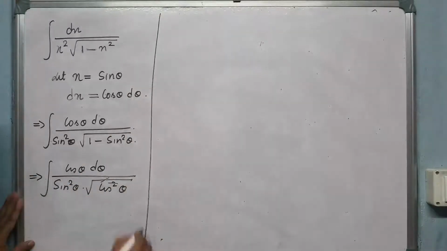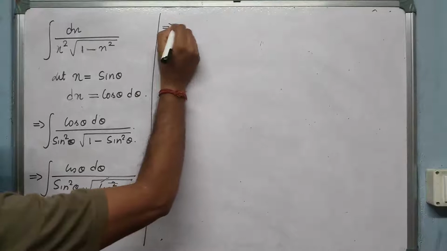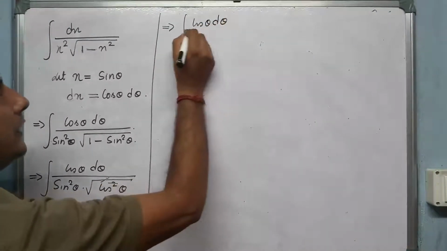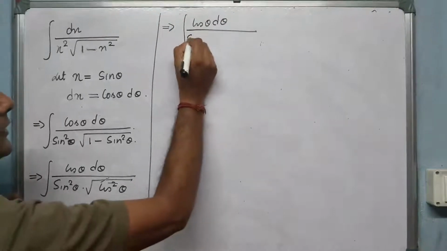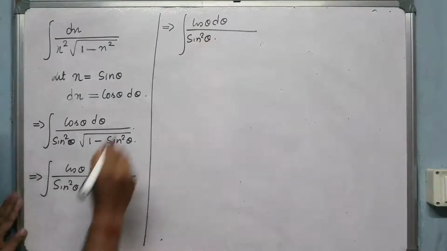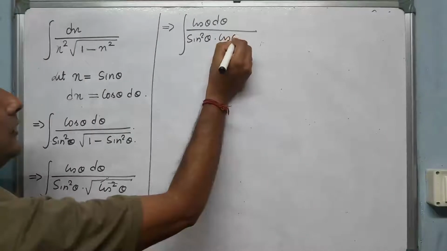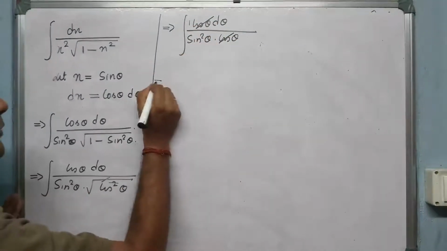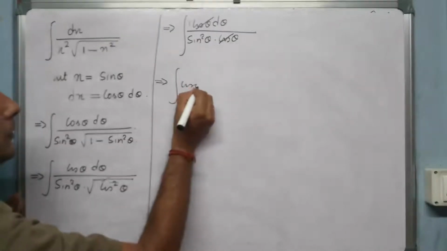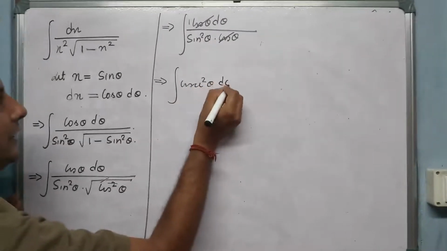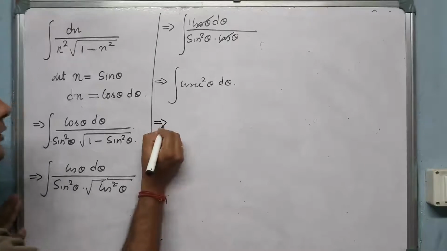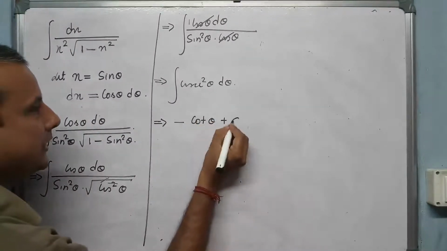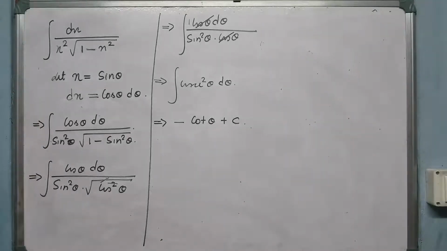Now it is integration of cos theta d theta over sine square theta into under root cos square theta. Cos theta gets cancelled. Now we have 1 over sine square theta, and 1 by sine is cosec, so cosec square theta d theta. Now the integration of cosec square theta is minus cot theta plus c. Your answer should be in terms of x.